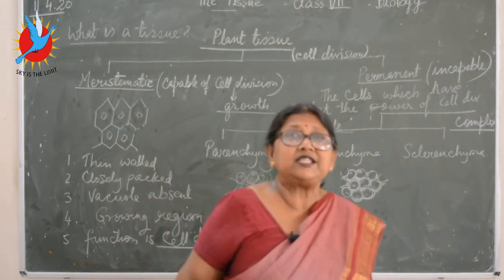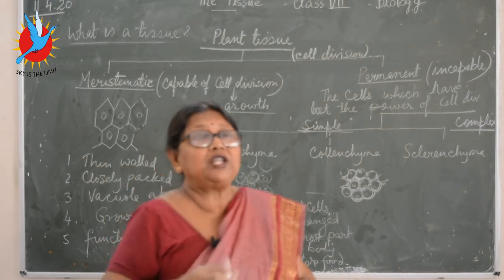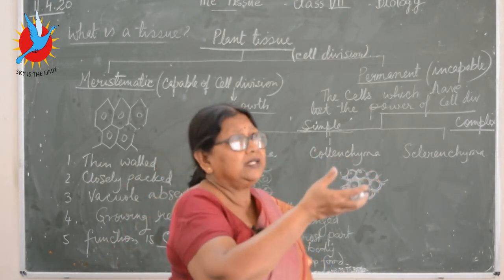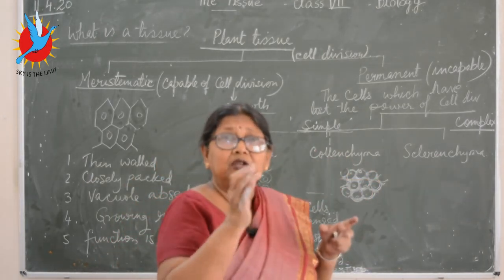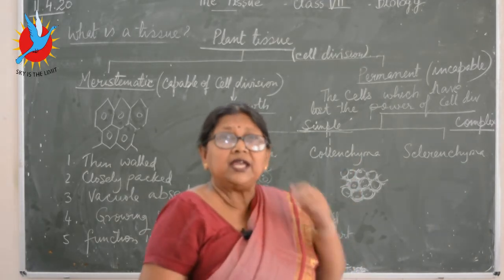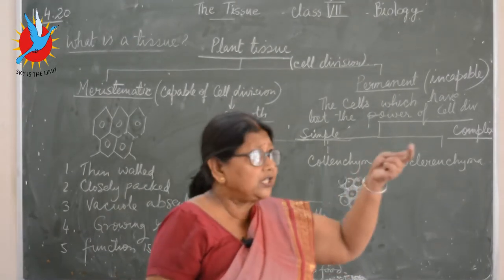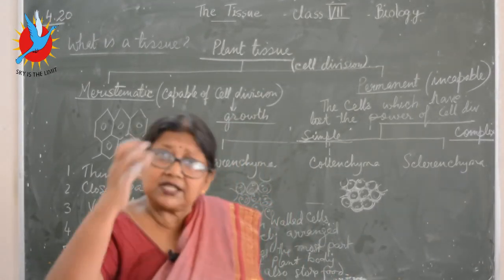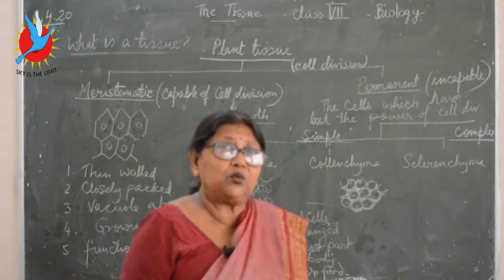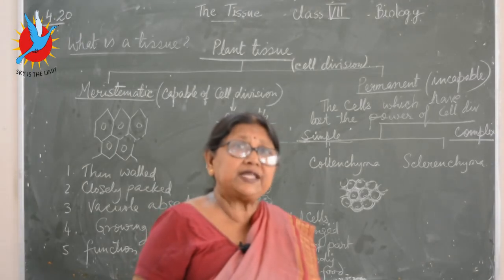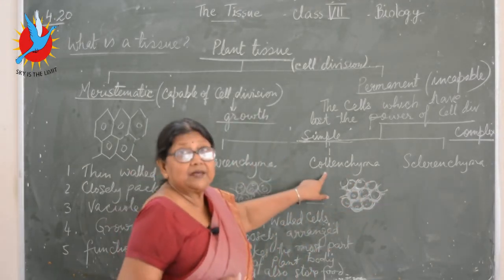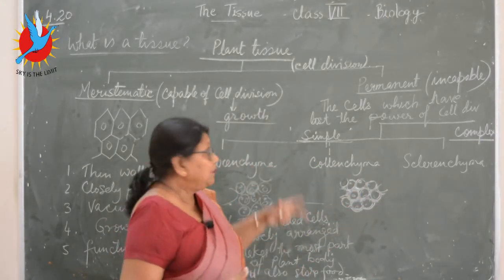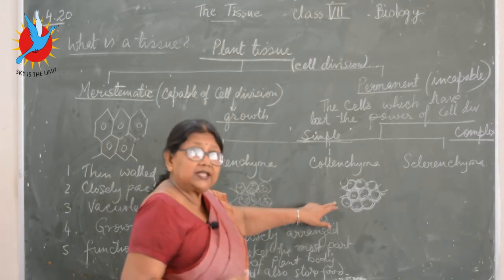They provide mechanical support, like in the midrib or especially the part of the main branch below the bark of the tree. These collenchyma cells are present. During a stormy day, too much of wind blowing, you have seen the branches swaying, but they don't break easily. Why? What is supporting them from inside? These collenchyma cells provide support because they are thick walled, they can withstand the pressure.